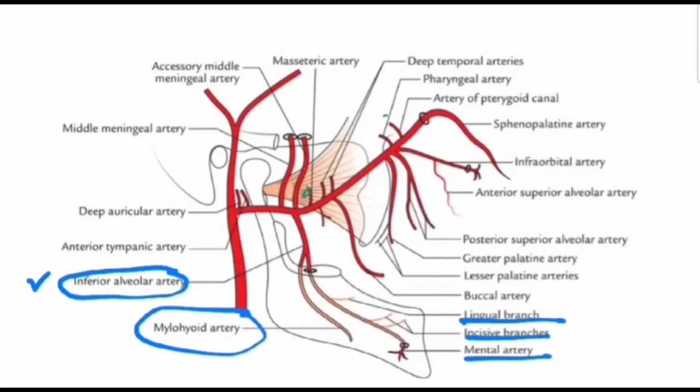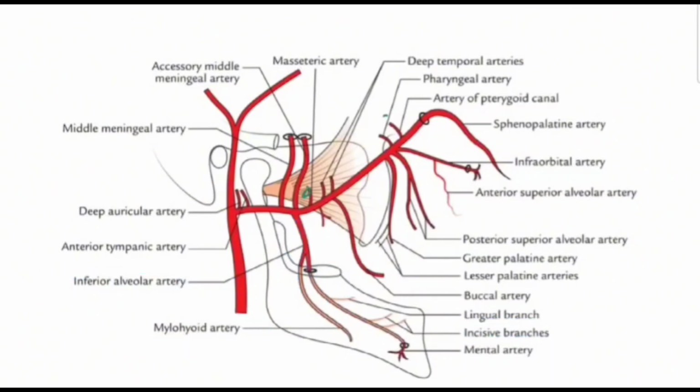Here you see the mylohyoid artery. We see that the inferior alveolar artery goes down, and at the level of the lingula it divides into two: the mylohyoid artery, and this one, the artery of the nerve in the mandibular canal.